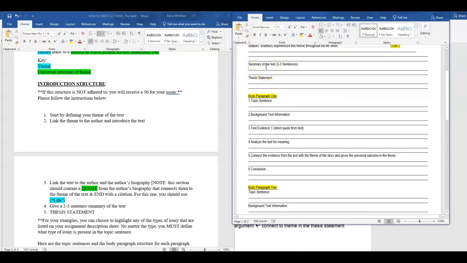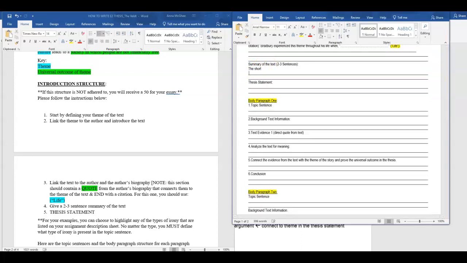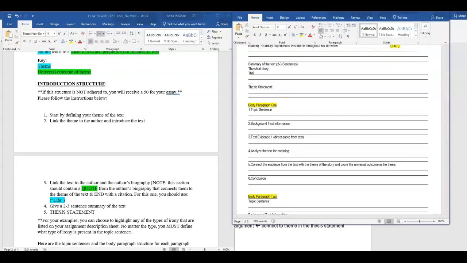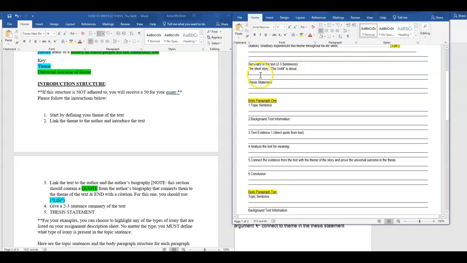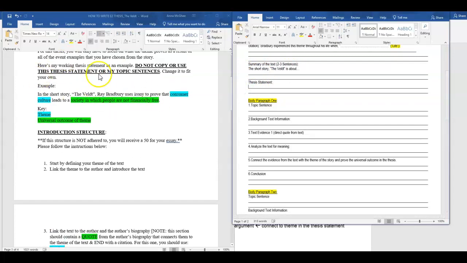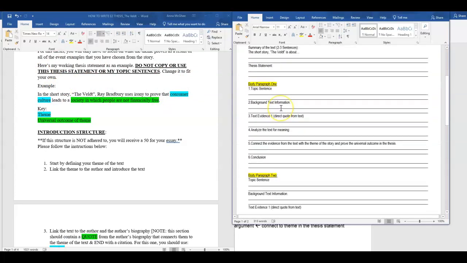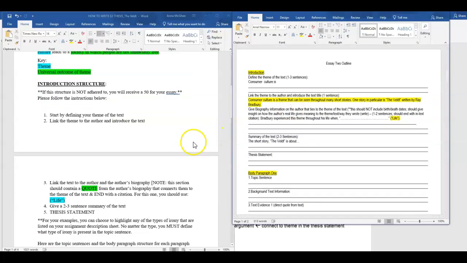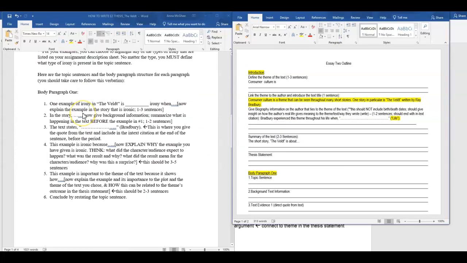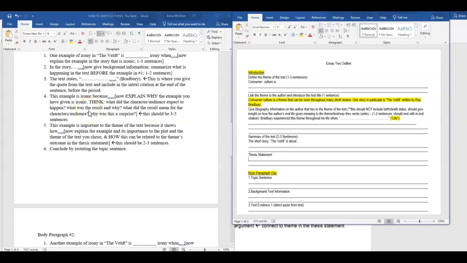Okay, the summary of the text. The short story, The Veldt, is about. Then you tell me the summary of the text, and then your thesis statement as you write it on your map. Okay, so you should not have any questions about that, but if you do, please email me and let me know. Please make sure that you are following the how to write guide for your map, your outline, and your rough draft. Please let me know if you have any questions.